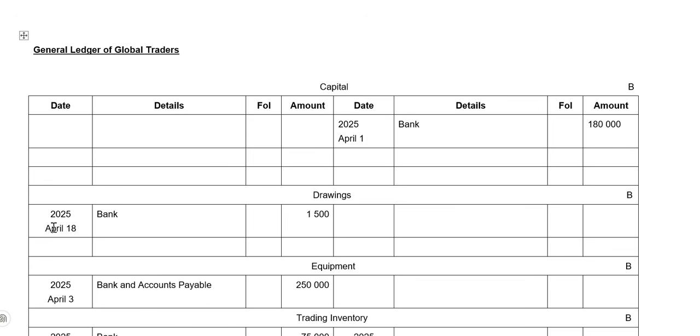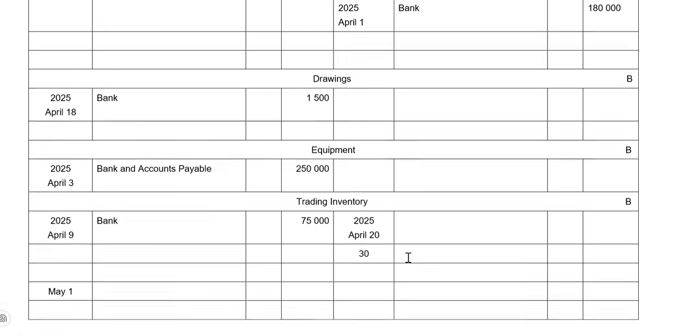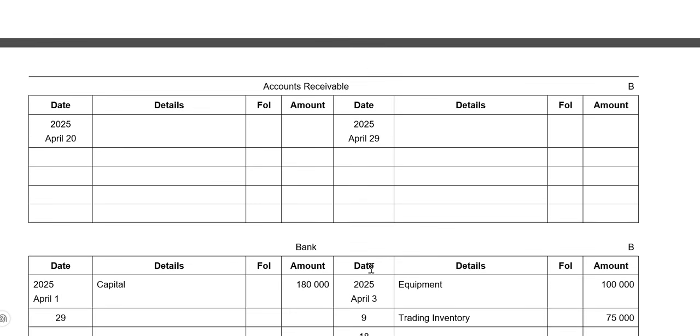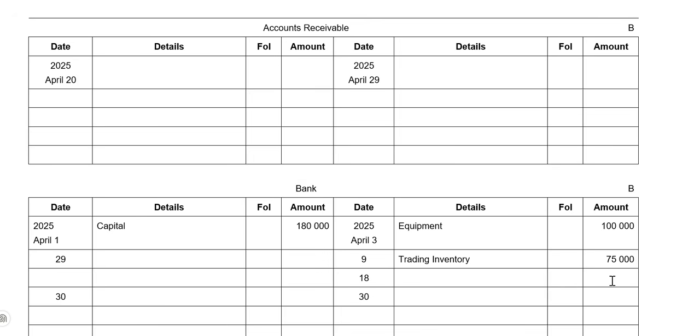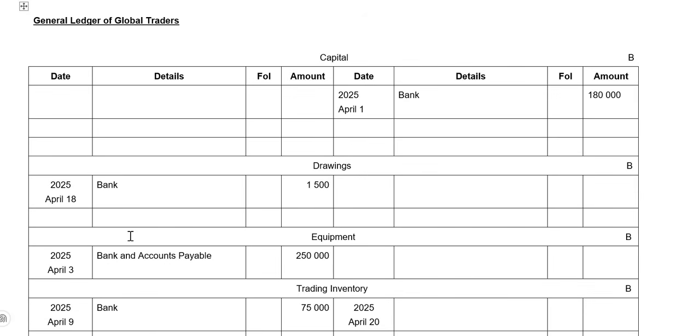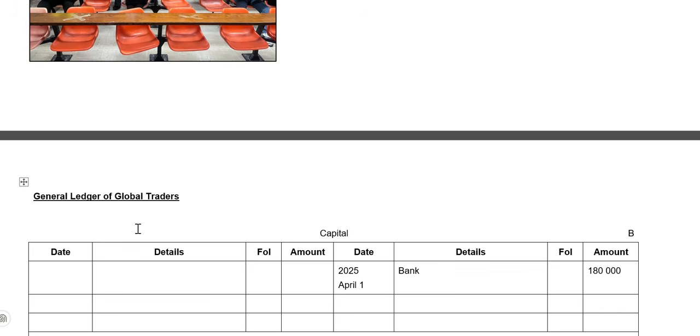I know the dates, you'll have to fill them in. That took place on the 18th. Debit drawings, where did the money come from that the owner took for his personal use? From the bank account. So bank, decrease in assets, I did it in 15,000, 1,500. And the contra account under details is drawings. That was easy. Next transaction.